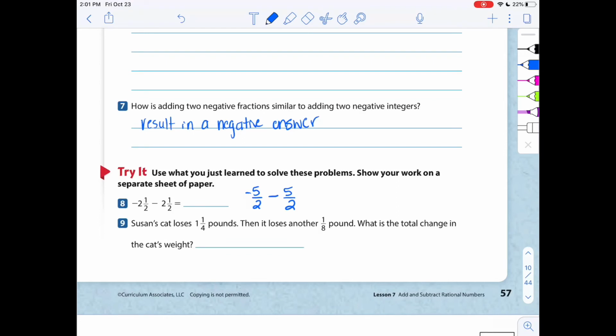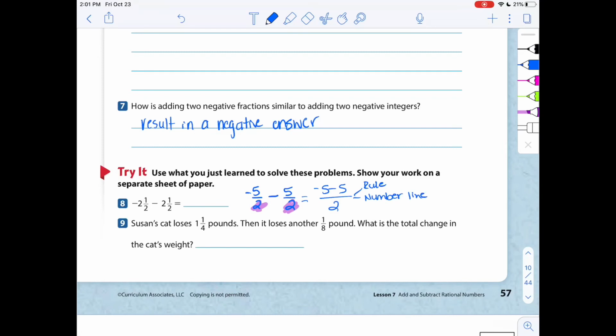Now that I have them as improper fractions, I need to make sure I have a common denominator, and I do. Both of my denominators are 2. So I can simply subtract the top, -5 minus 5, and that denominator would stay the same. It would stay 2. Now when we're subtracting the top, because it's negative, we need to either use what we know about the rule. So since they're both negative, we're going to add and keep the negative. Or you're going to use the number line.